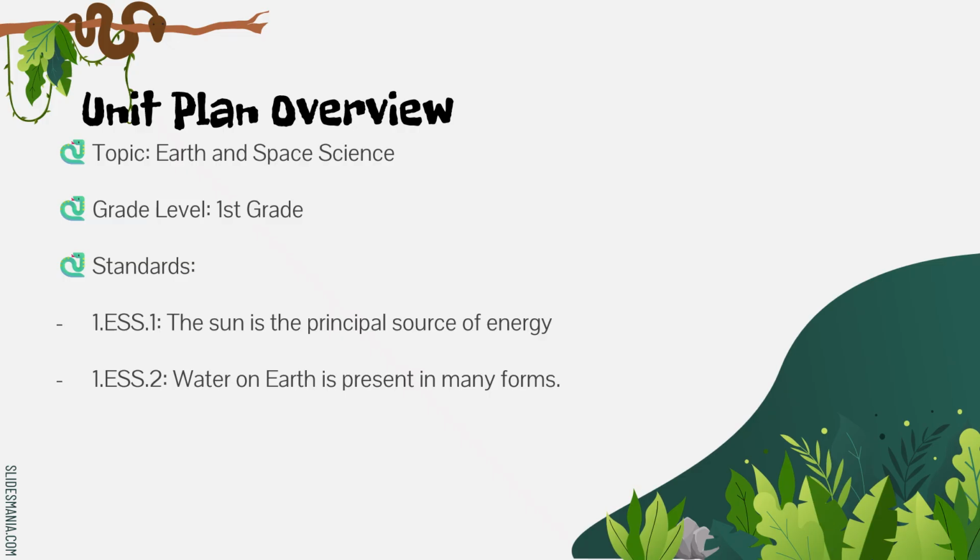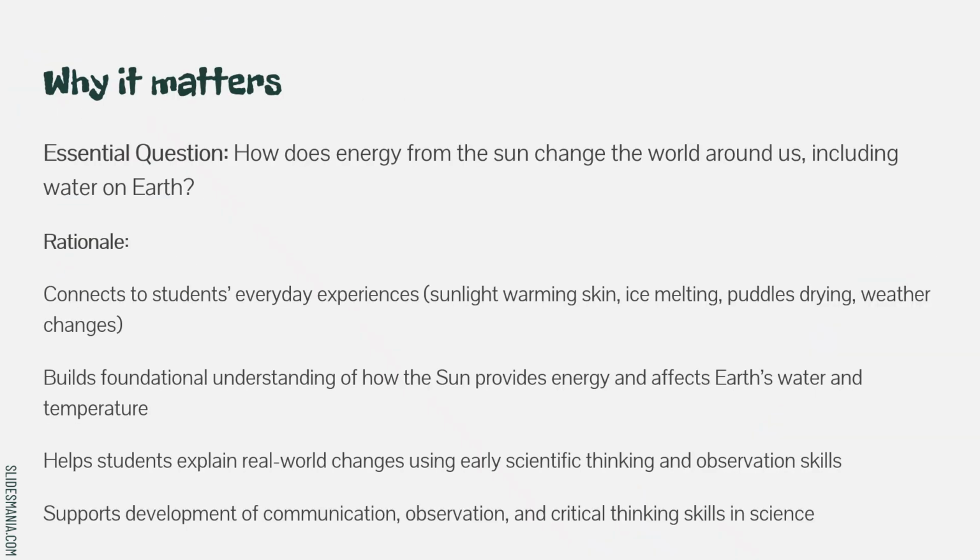And the standards that I use for my unit are the sun is the principal source of energy and water on Earth is present in many forms. So the essential question for my unit is how does energy from the sun change the world around us, including water on Earth?